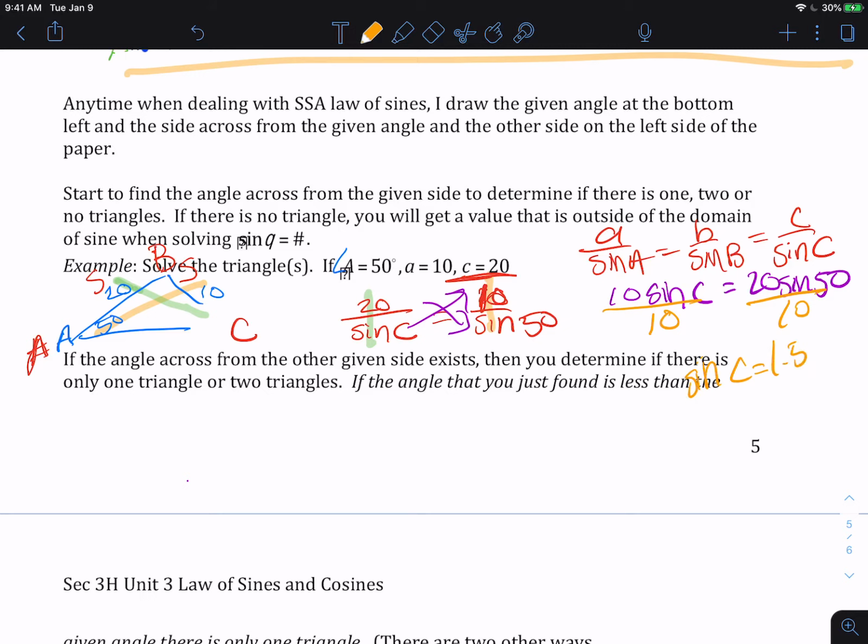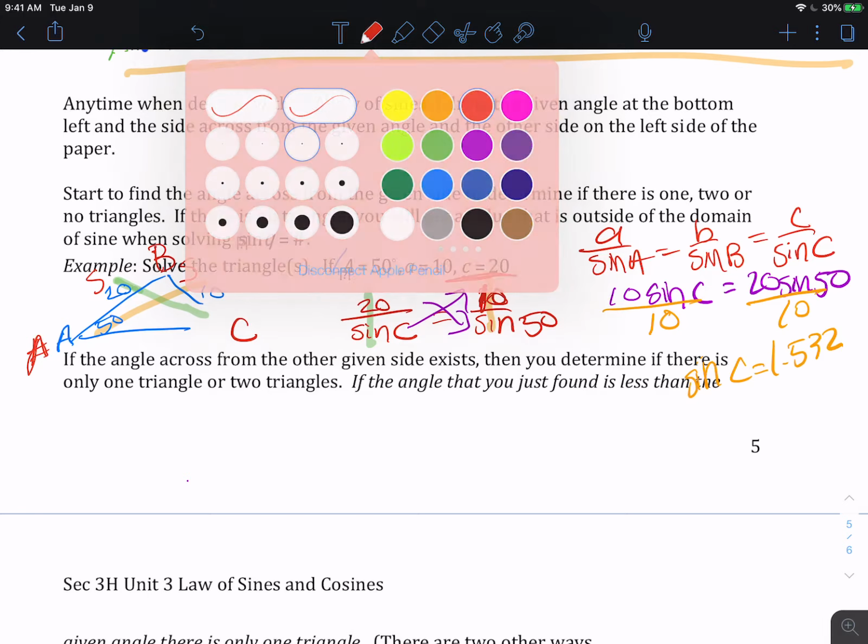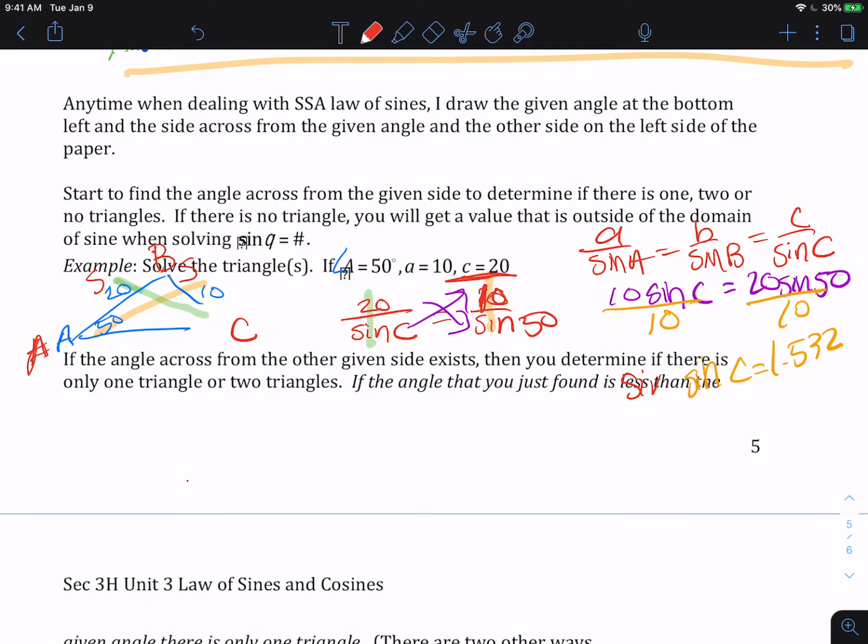Sine C is 1.532. Okay, so now if we want to undo sine, that means we have to do the inverse sine. So I'm going to take the inverse sine of both sides. Remember, we represent the inverse sine with a negative 1 power. You're not multiplying those, it's an actual function that you're taking. So if I do the inverse sine of that, in my calculator I'm going to do second sine second answer, because the 1.532 is sitting in my calculator, and that way it is more precise.